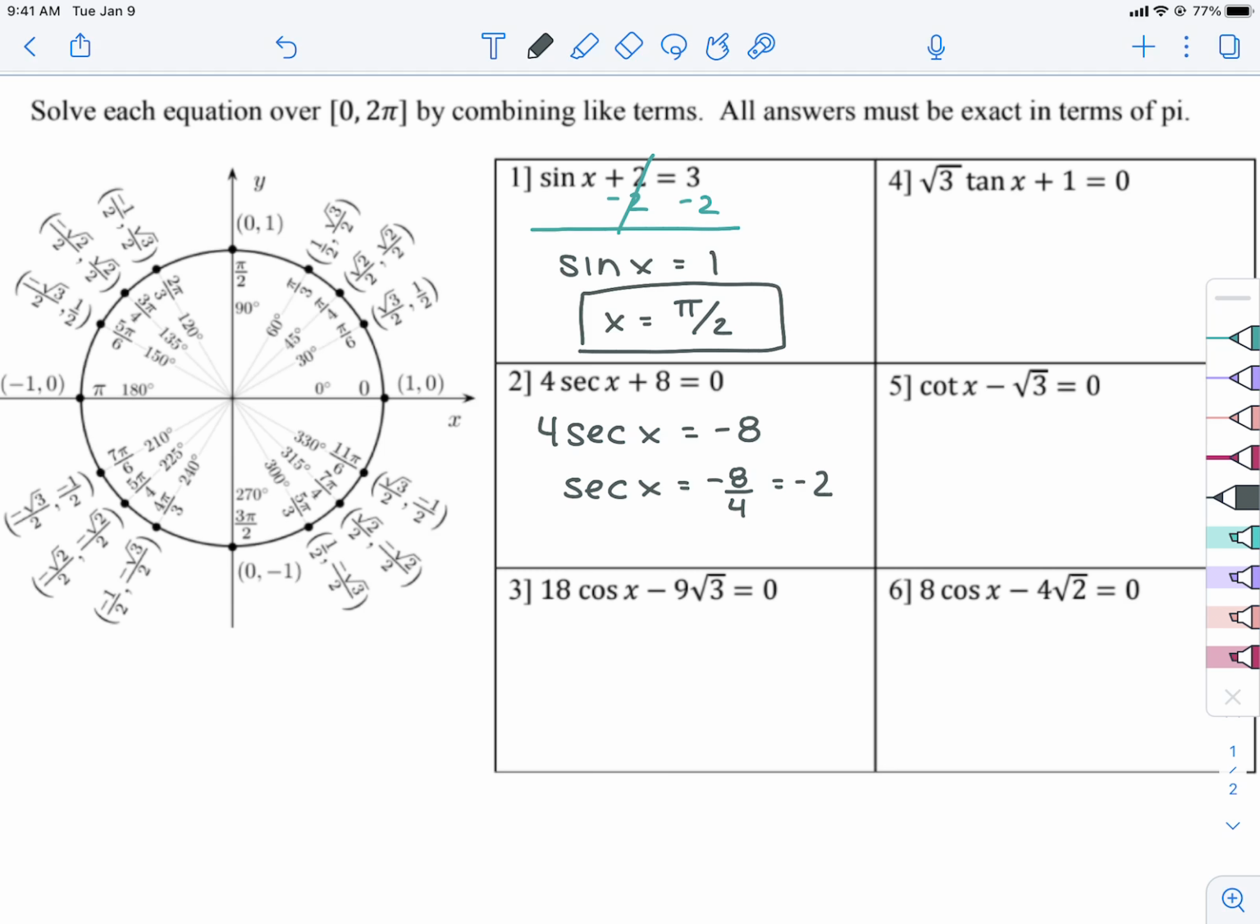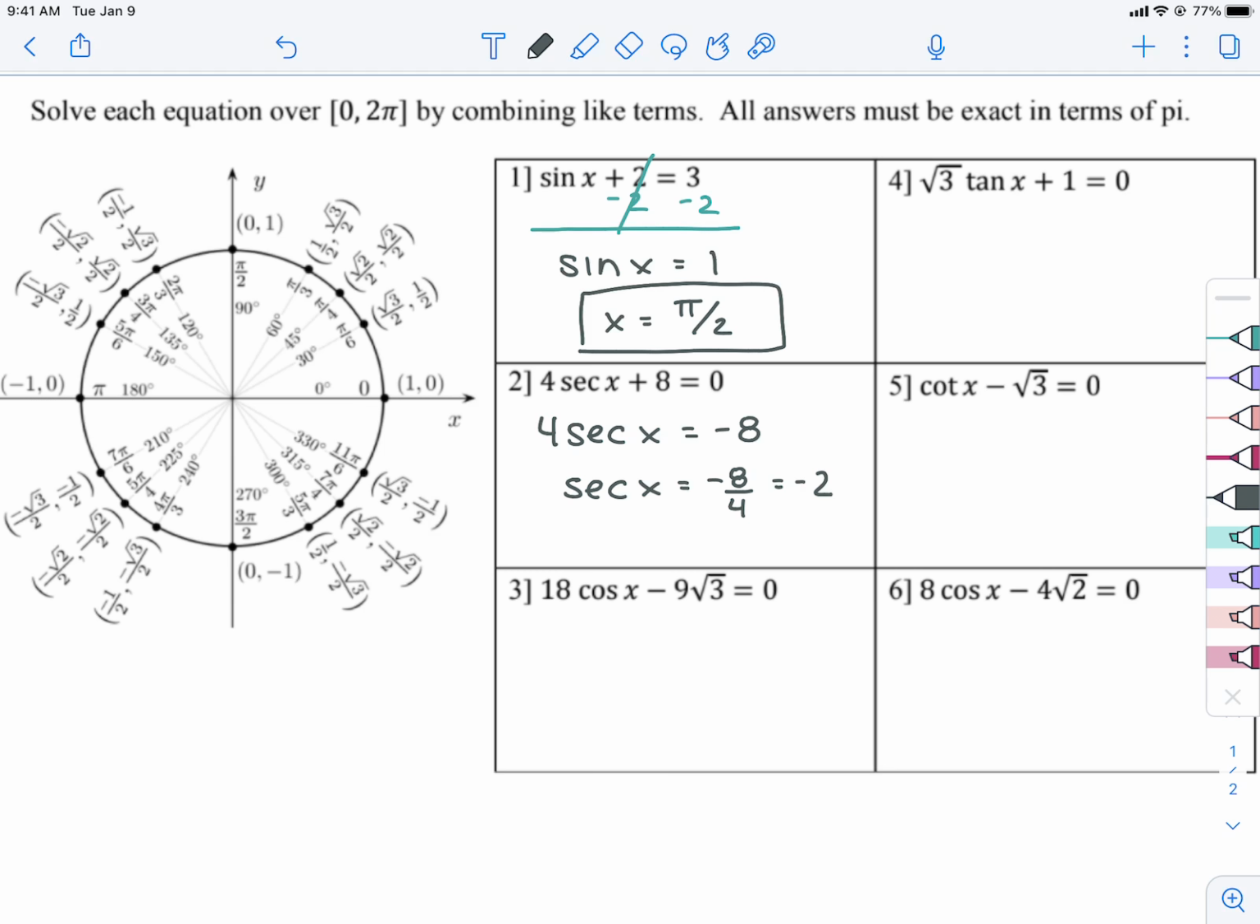I can use my knowledge of secant and the unit circle and try and find where secant is -2 on the unit circle, or I can know that secant is the reciprocal of cosine. So I can flip my trig function here to be cosine and then look for cosine on the unit circle. Either way, you would get the correct answer. It's just more of a preference of how comfortable you feel with the unit circle.